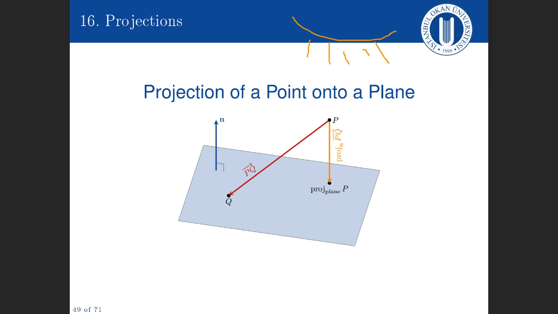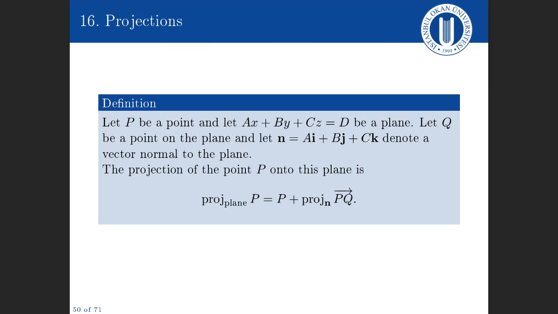Looking at this picture, the orange vector is just going to be the projection of PQ onto n, where Q is any point on the plane. And then the projection of the point P onto the plane will be P plus the orange vector. The formula is that the projection of the point P onto the plane is P plus the projection of PQ onto n.